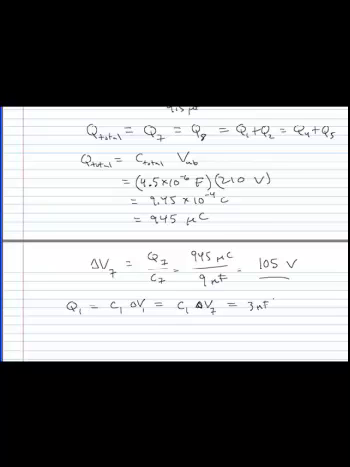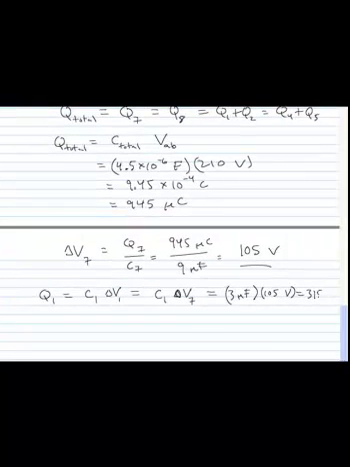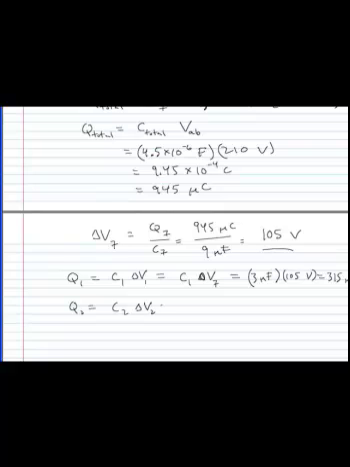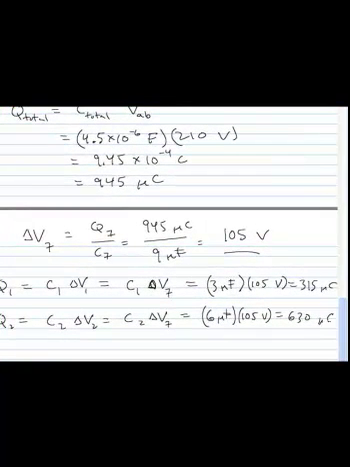microfarads times 105 volts, 315 microcoulombs. And for Q2, we can do the same thing. This one is 6 microfarads, same voltage of 105, so we get twice as much, 630 microcoulombs.